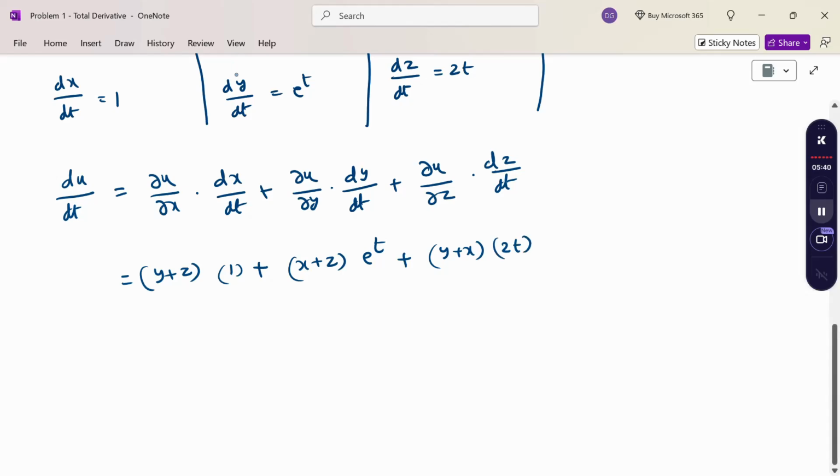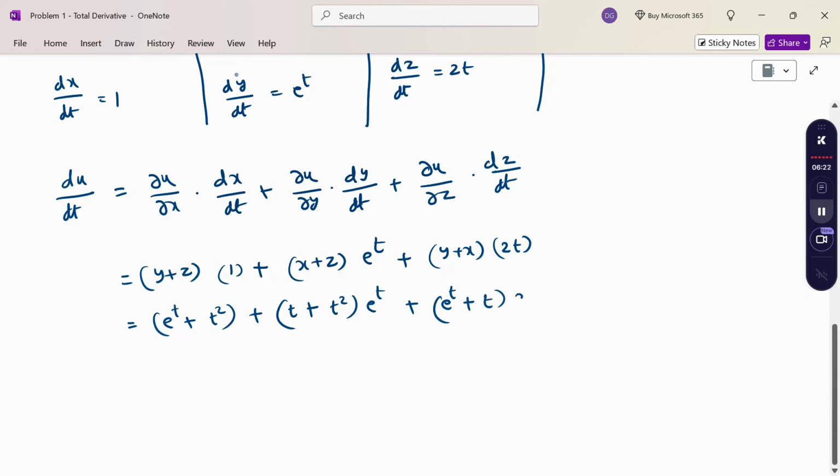Now is this the final answer? No, because the question is du by dt. The answer should be in terms of only t, not x, y, z. Therefore, replace the x, y, z values with whatever is given and just substitute. Now y is e power t plus z value t square, plus x value t, z value t square into e power t, plus y value e power t, x value t into 2t.